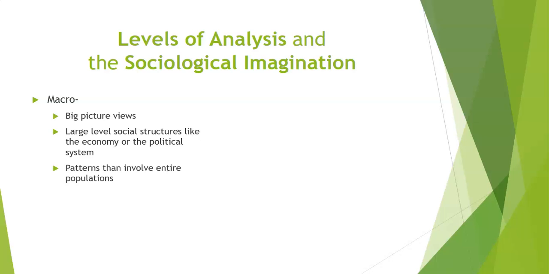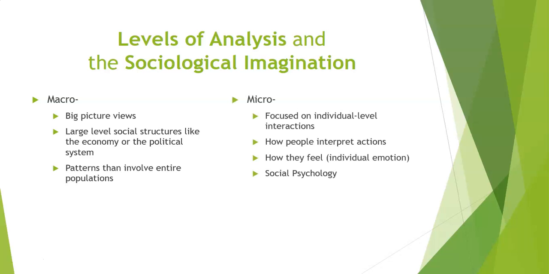There are social structures and social patterns that affect all of these things and that control the flow of human interaction in many different lives. That's macro. That's the big picture view. Micro, those are focused on individual level interactions, right? How people interpret their actions and their activities.